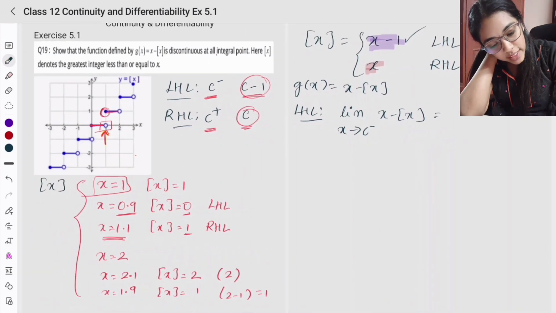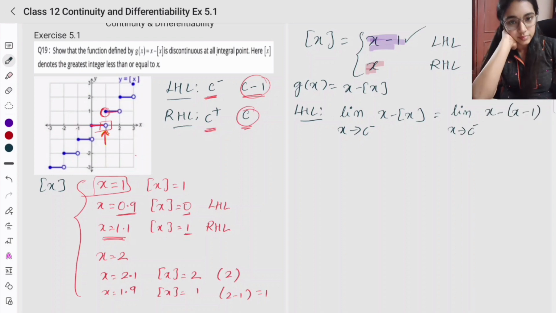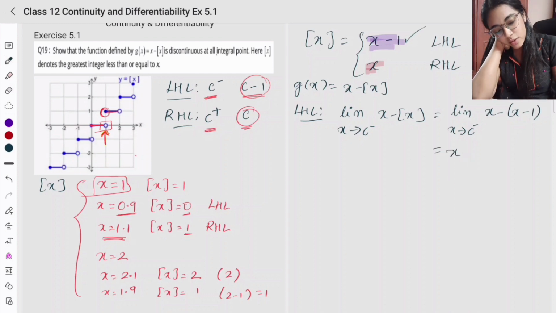My limit is going to look like this: limit x tends to c minus of x minus x minus 1. Okay, always put a bracket after the minus. So what is my next step? It is still inside the limit, we have not taken anything out of the limit yet.